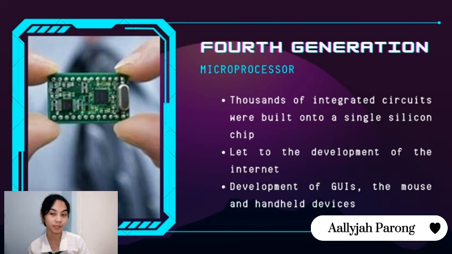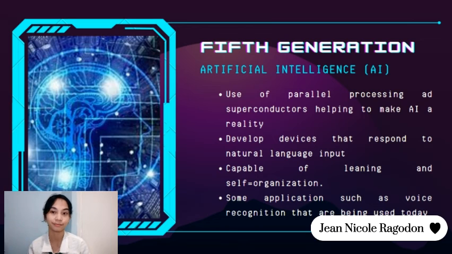The next one to be discussed is the fourth generation of computers. The microprocessor brought the fourth generation of computers as thousands of integrated circuits were built onto a single silicon chip. As these small computers became more powerful, they could be linked together to form networks, which eventually led to the development of the internet. So the fourth generation computers also saw the development of GUI, the mouse, and handheld devices.